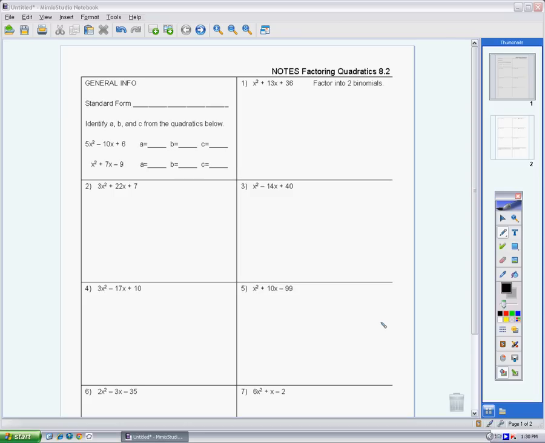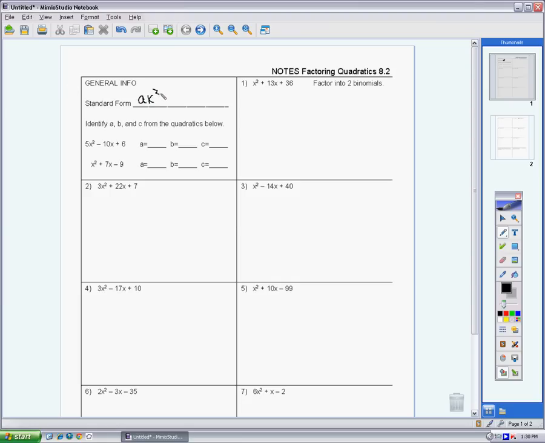Okay, today we're going to do 8-2 notes. Standard form for a quadratic equation is going to be ax squared plus bx plus c, where a, b, and c are coefficients. So identify a, b, and c from the quadratic below.